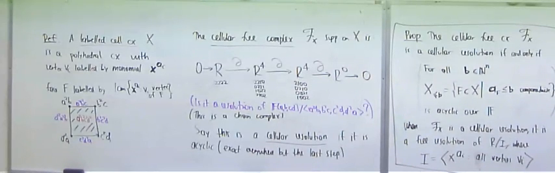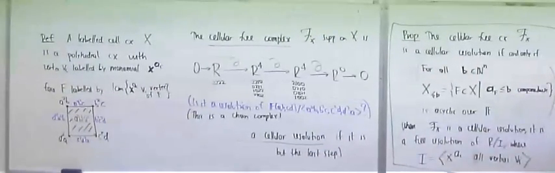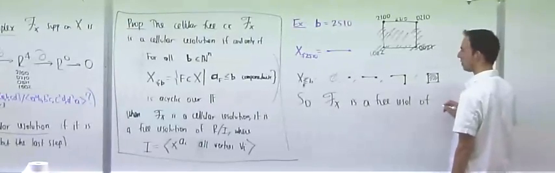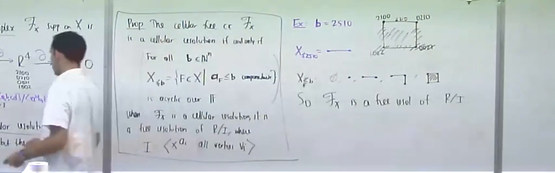So maybe what I'll do is just give you a proof by example of why this is the case. But maybe I'll just write the punchline. So f_x is a free resolution of R mod I. So how do we prove something like this?